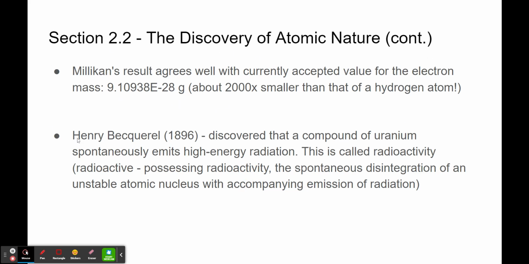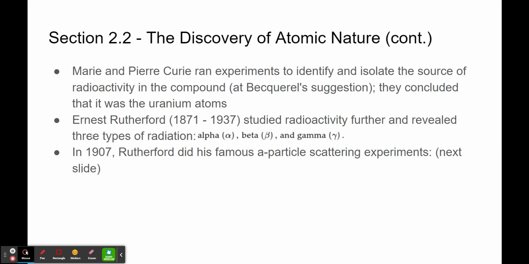That's pretty interesting. Henri Becquerel in 1896 discovered that a compound of uranium spontaneously emits high energy radiation, and this is called radioactivity. That's pretty cool. And then Marie and Pierre Curie ran experiments to identify and isolate the source of radioactivity in the compound at Becquerel's suggestion, and they concluded that it was uranium atoms. Those are some cool fun facts.